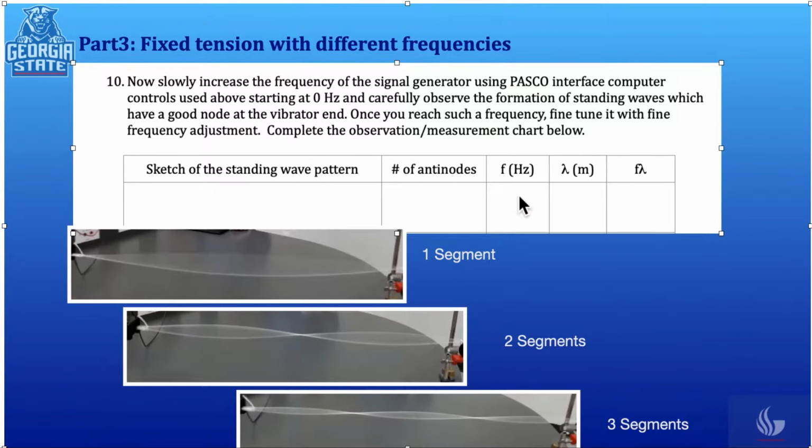And you have to mention that for one antinode, what was the frequency? For the second antinode, what was the frequency? And for the third antinode, what was the frequency?